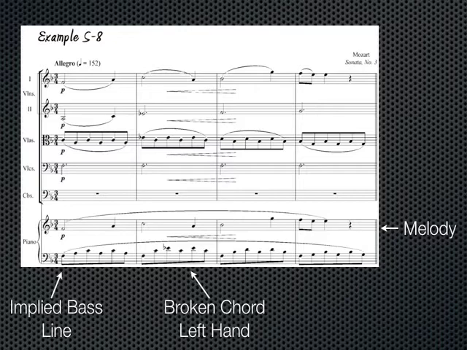So the first thing you notice is we have a broken chord that's being played in the left hand. Then I have a note down there that says that there is an implied bass line. So what generally happens in a situation like this is the first pitch of that broken chord, if it's one chord per measure, that's going to be the bass line, or what we would call the implied bass line. And then we have the melody immediately above that. All right, so let's go to the next slide.